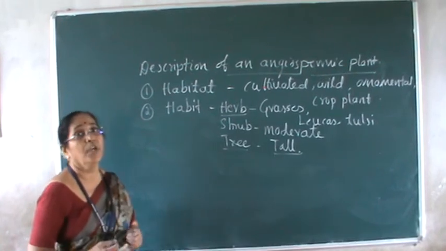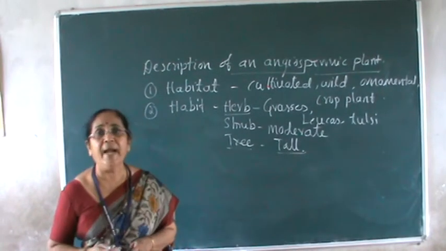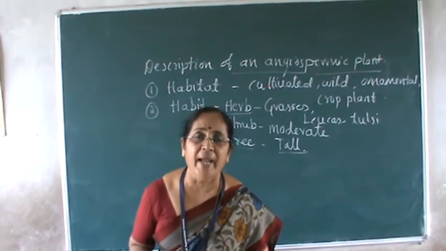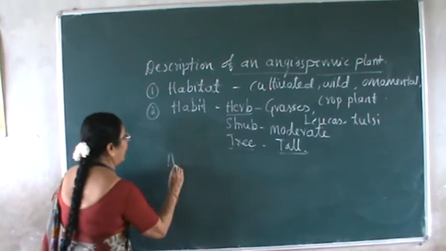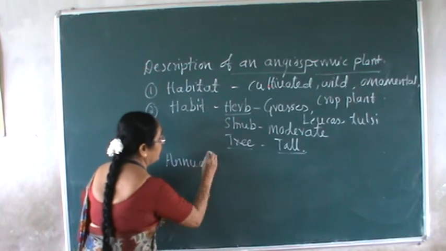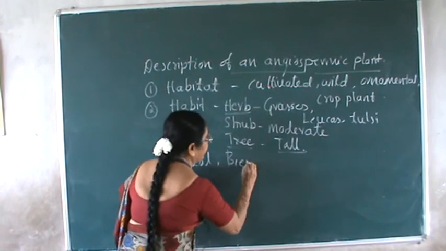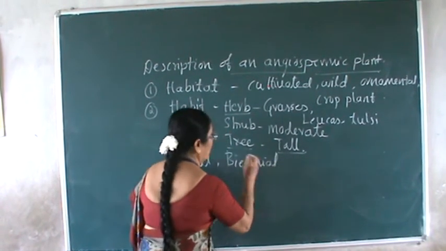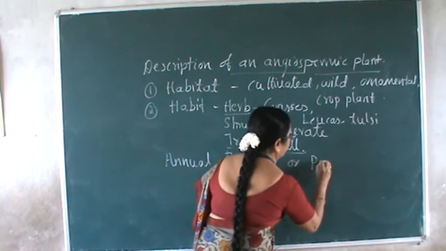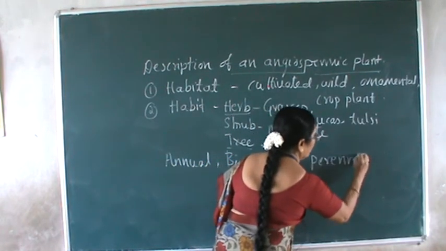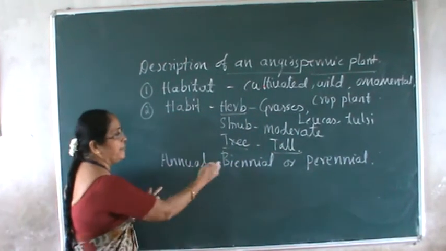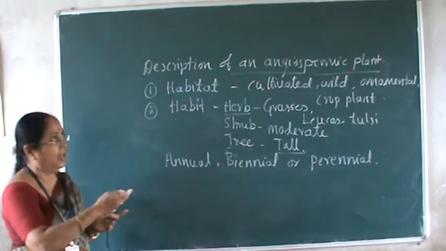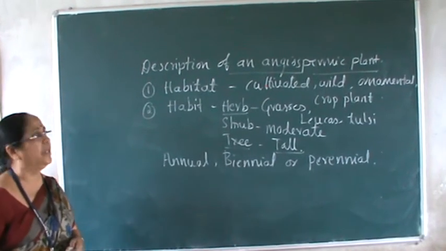Apart from this, you must use the terminologies whether the plant is an annual plant, or a biennial plant, or a perennial plant. Okay? So annual, biennial, or perennial plants. This is to be mentioned. These are the three different words which are to be mentioned in the habit part of the description.